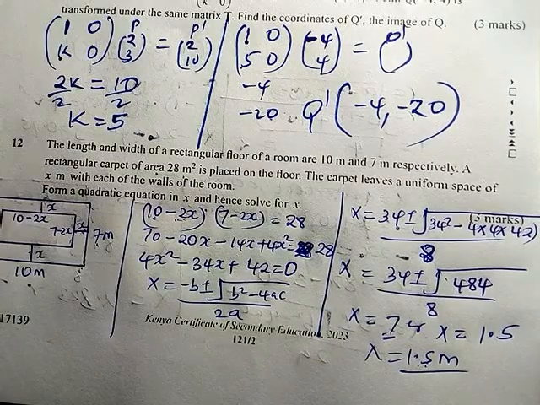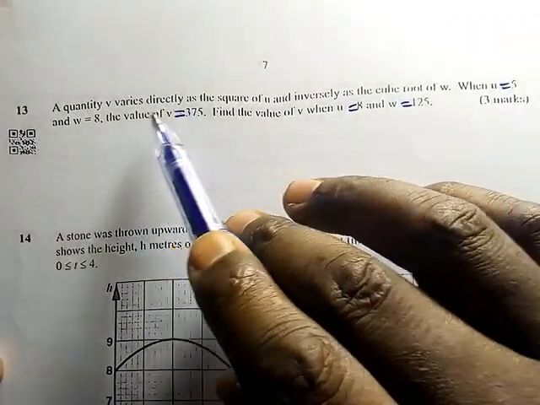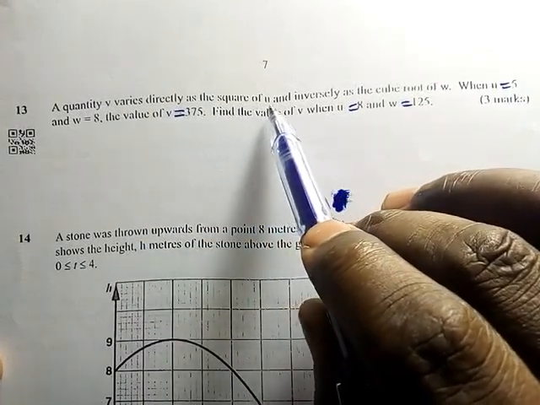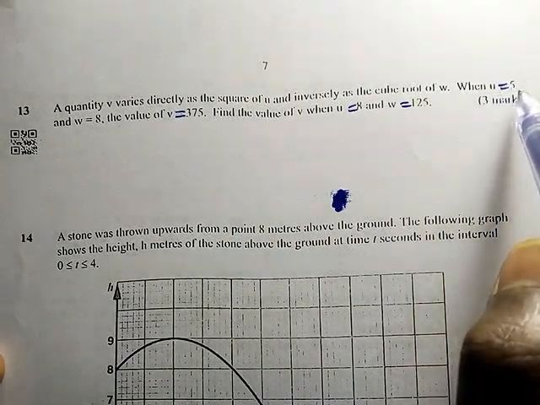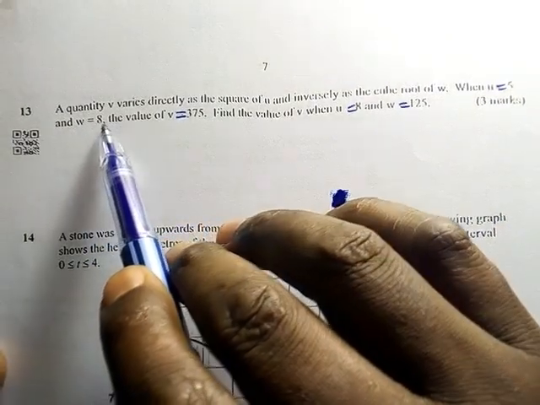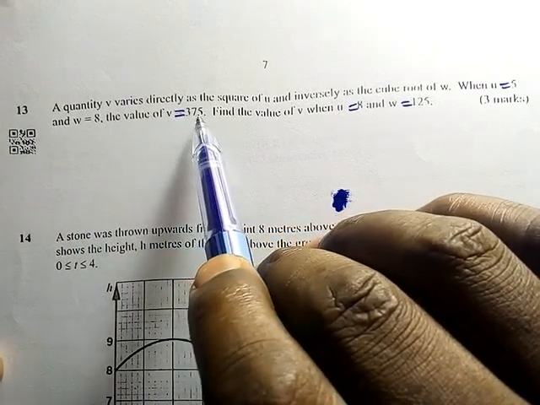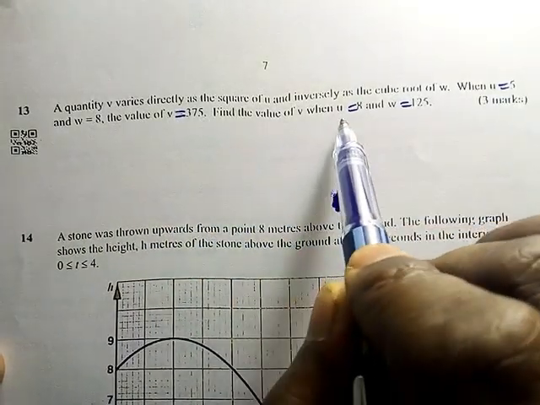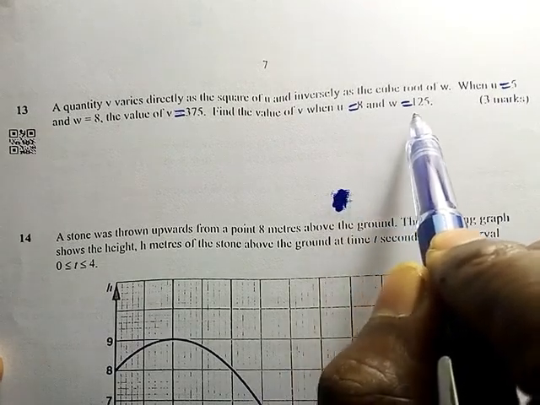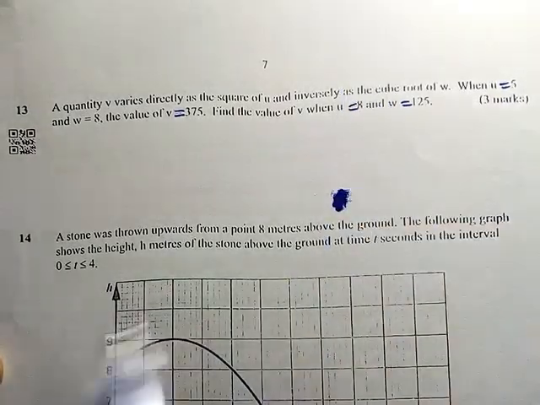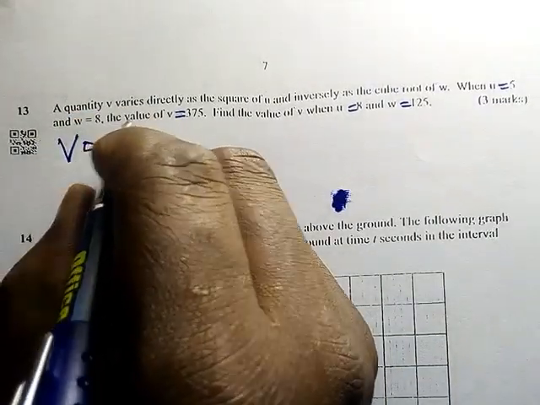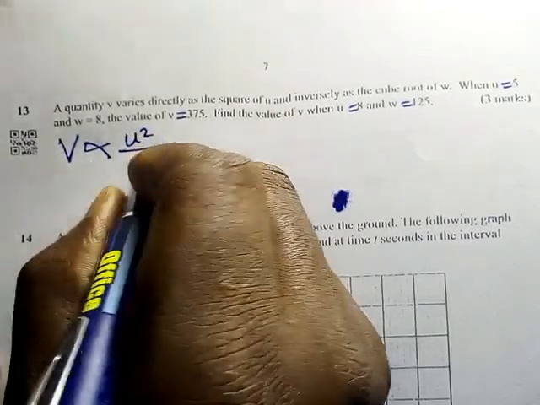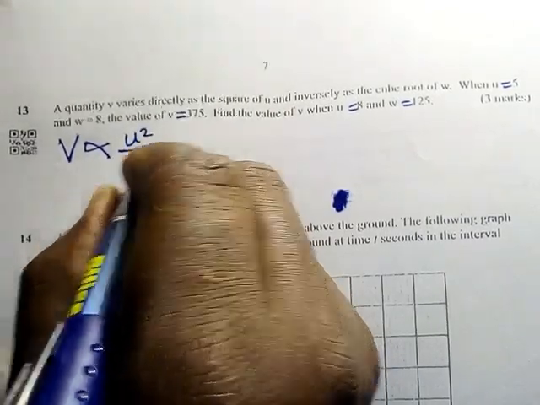A quantity v varies directly as the square of u and inversely as the cube root of w. When u is equal to 5 and w is equal to 8, the value of v is 375. Find the value of v when u is equal to 8 and w is equal to 125. First, we need to understand that v is proportional to the square of u and inversely proportional to the cube root of w.